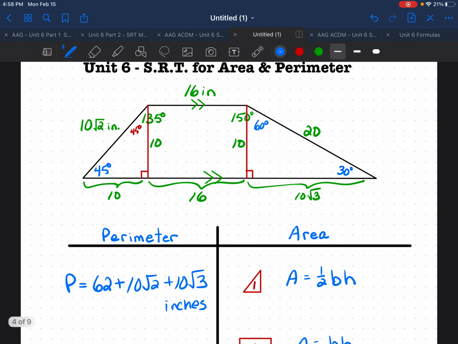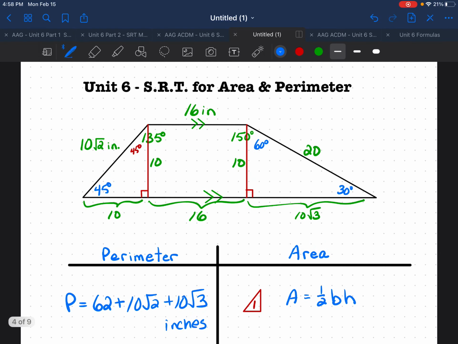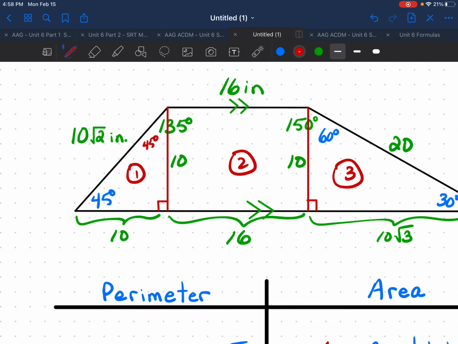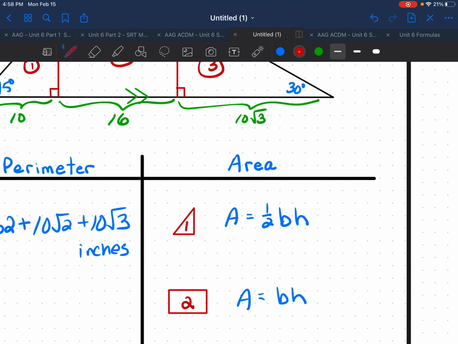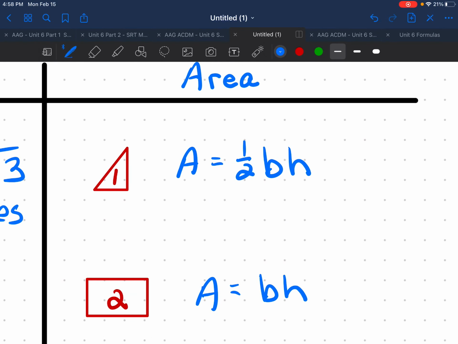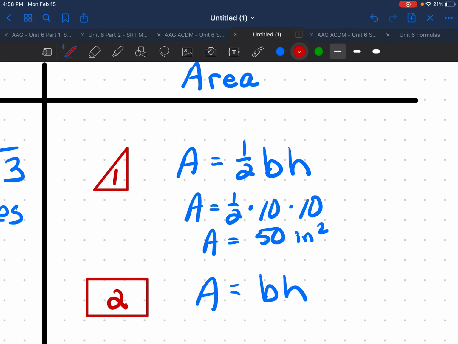That should be the easier part. Now we've got to find three areas, okay? So again, we said before, we're going to call this piece number 1, piece number 2, and piece number 3. If I zoom in here, this should actually be pretty quick and simple. This first piece is a triangle, so we're going to use 1/2 base times height. The base is 10, the height is 10. So 1/2 times 10 times 10. Ladies and gentlemen, 10 times 10 is 100. Half of that is going to be 50 inches squared.